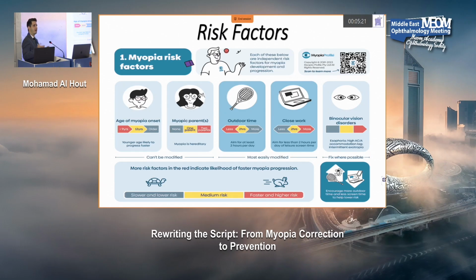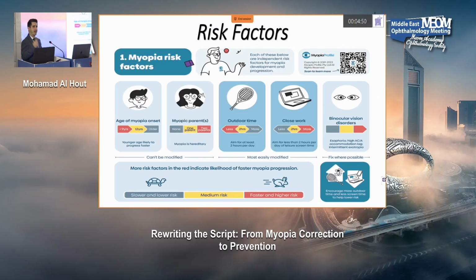When we talk about myopia management, it's important to list the risk factors. And when we list the risk factors, it's important to divide them into two parts. We have the modifiable risk factors and the non-modifiable risk factors. Of course, the non-modifiable risk factors include age: the younger the age of onset, the faster the myopia progression. Myopic parents are very important to take into consideration. So genetics is very important.